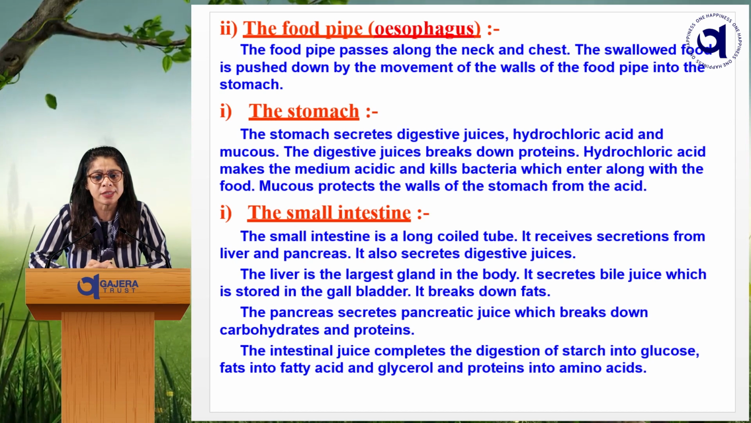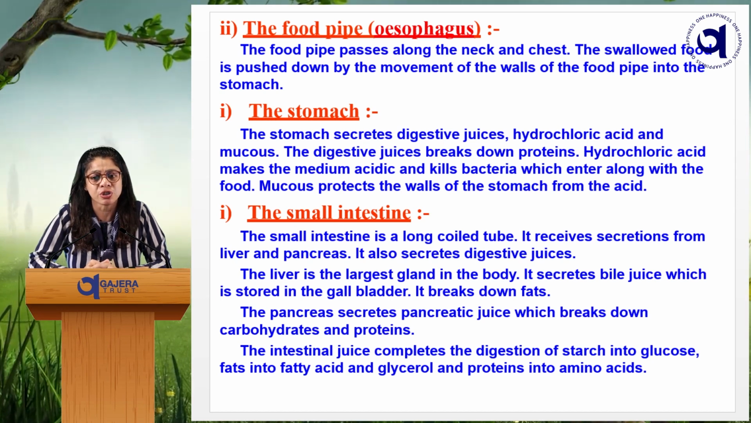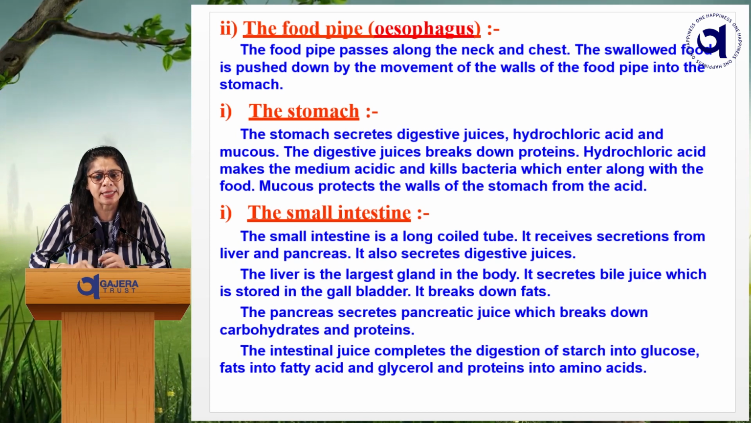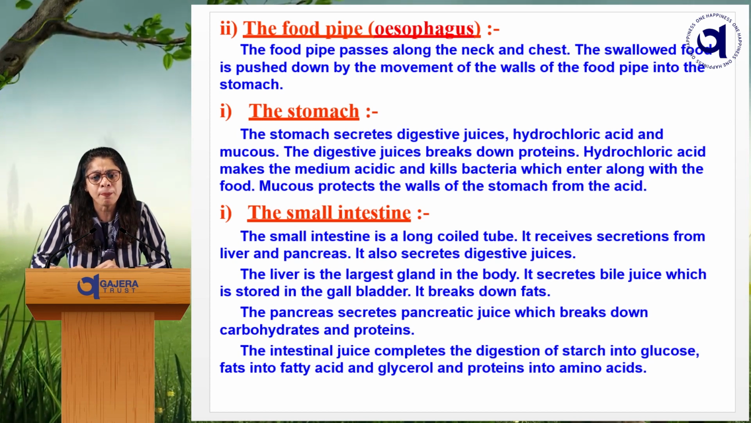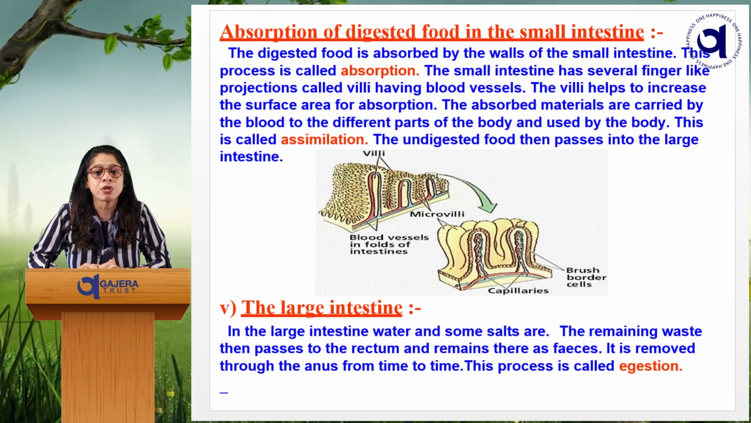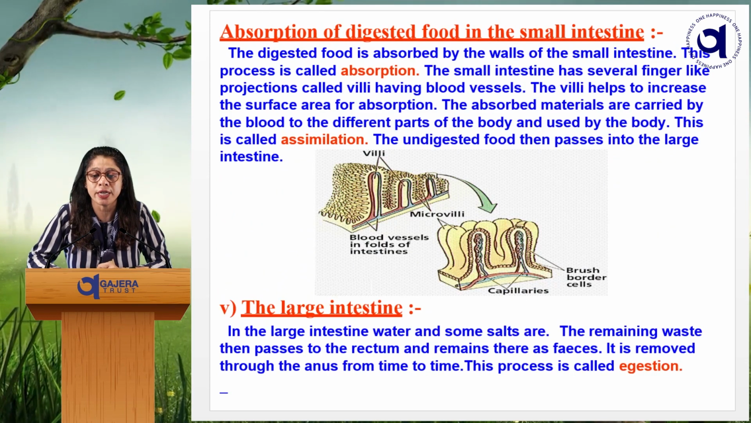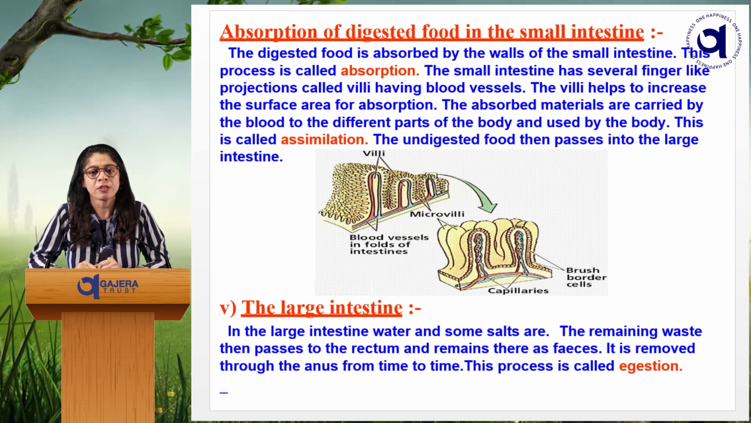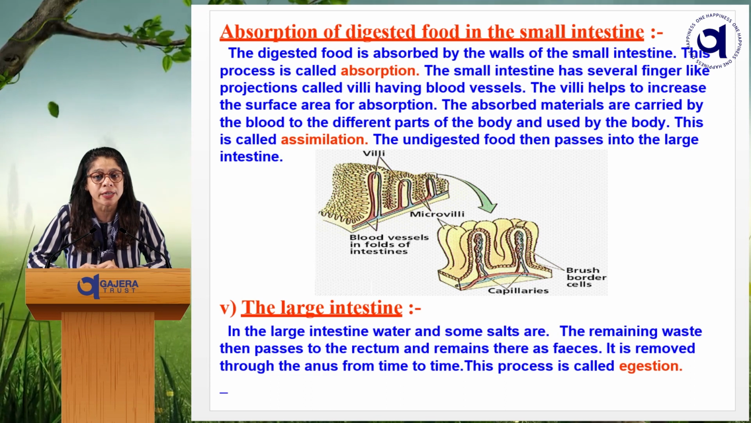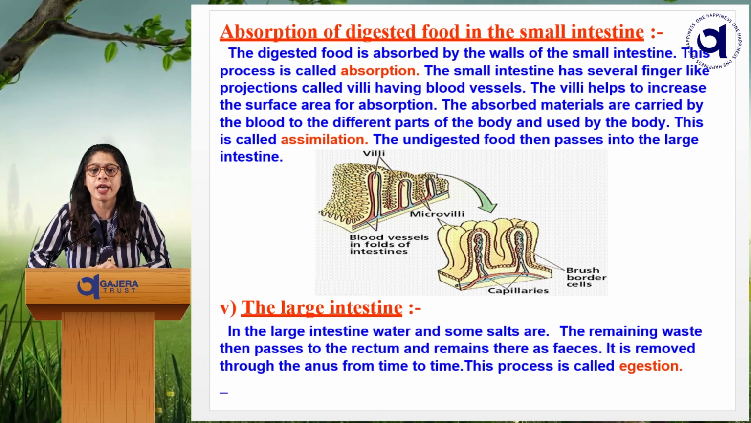The intestinal juice completes the digestion of starch into glucose, fats into fatty acids and glycerol, and proteins into amino acids. Now, absorption of digested food in the small intestine. The digested food is absorbed by the wall of the small intestine. This process is called absorption.